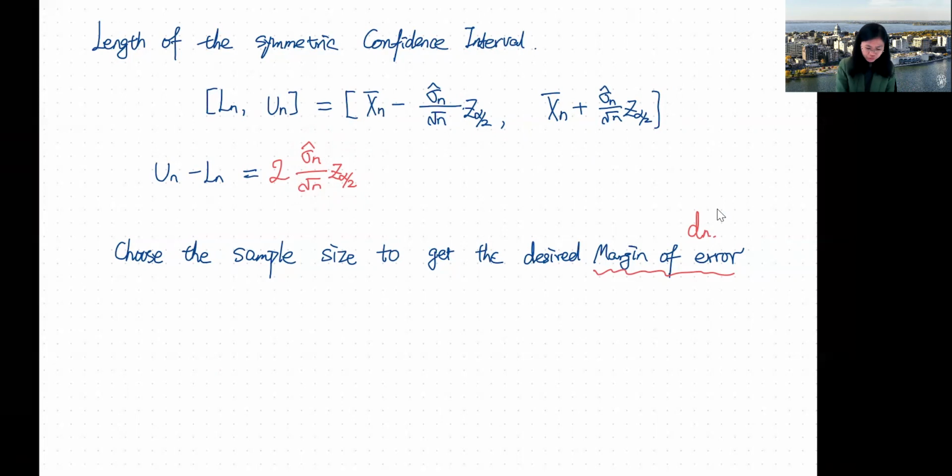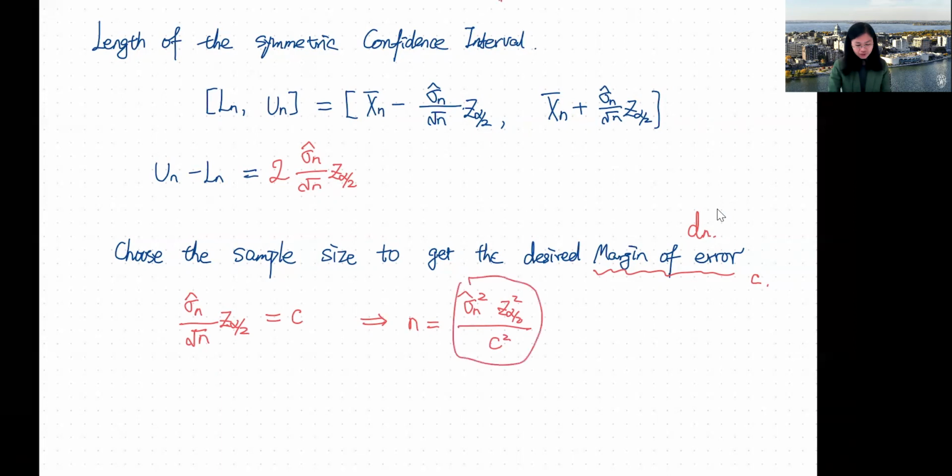If you want the margin of error to be a particular c, then you want to choose your sample size to satisfy this to be c. And therefore, the sample size should be sigma hat squared, z alpha over 2 squared over c squared. You want to choose the sample size to be this in order to get your desired margin of error, let's say c.